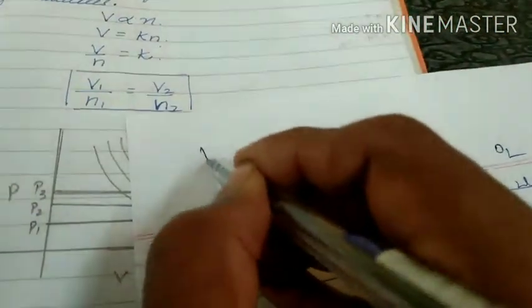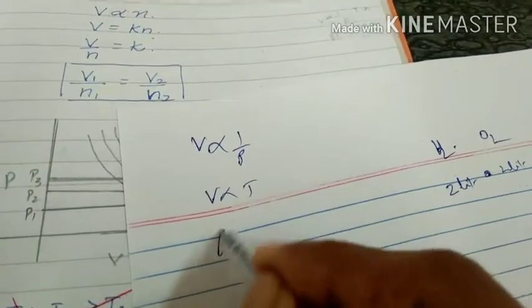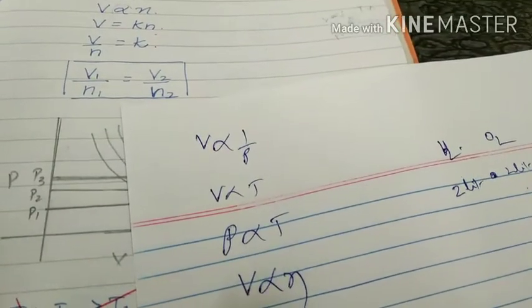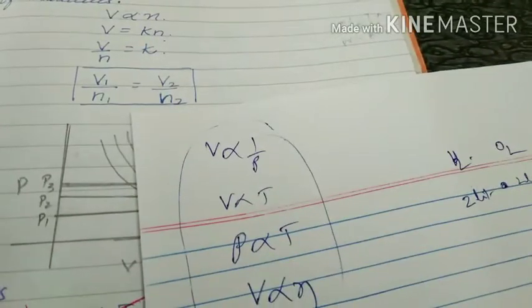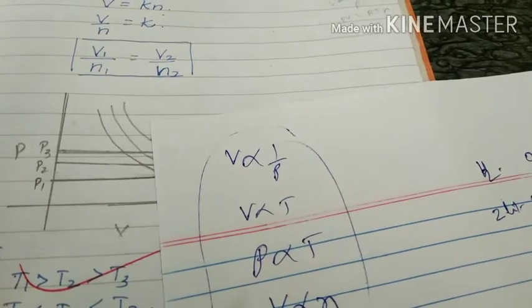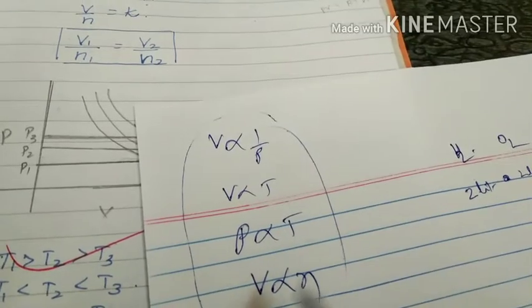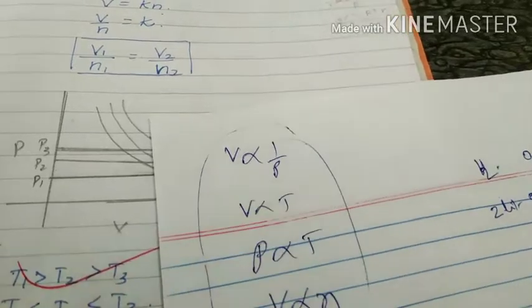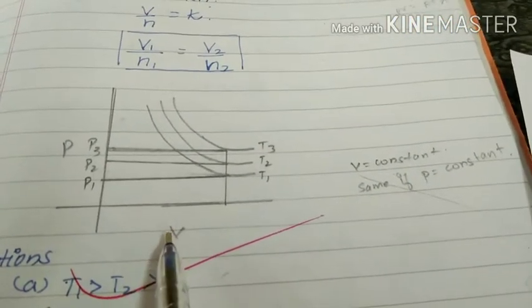From Boyle's law, V is proportional to 1 by P. From Charles' law, V is proportional to T. From Gay-Lussac's law, P is proportional to T. From Avogadro's law, V is proportional to N. If you understand all these points, then we get some type of graphs in exams that can be identified by using these expressions. See, you may get this type of graphs in exams.